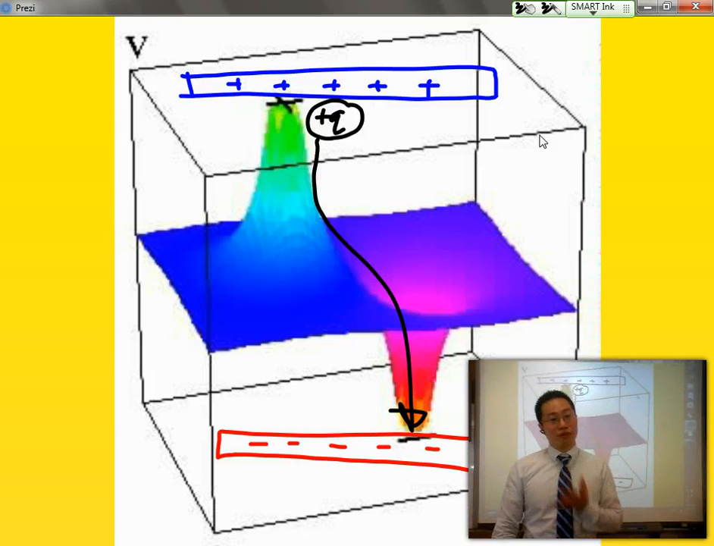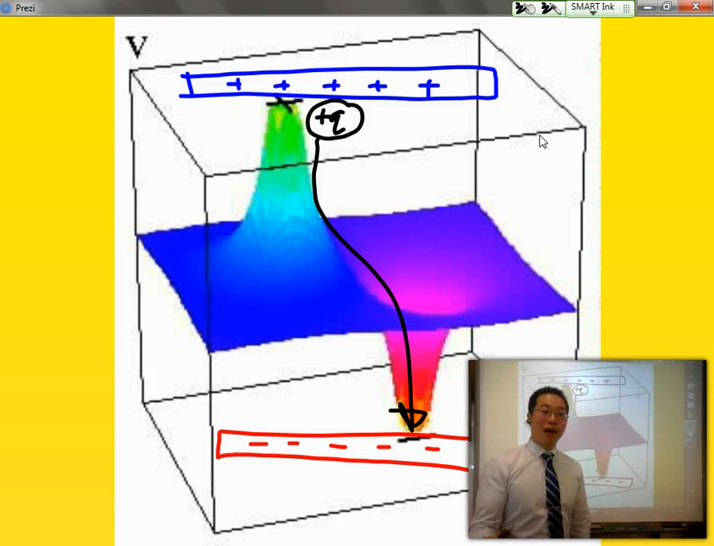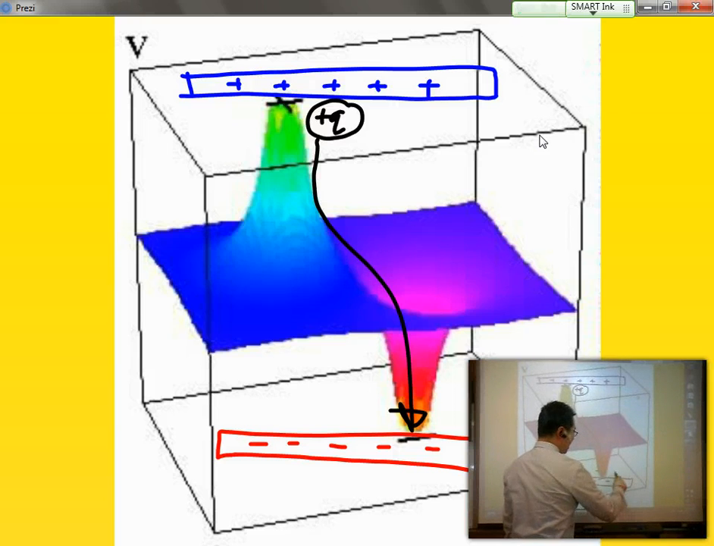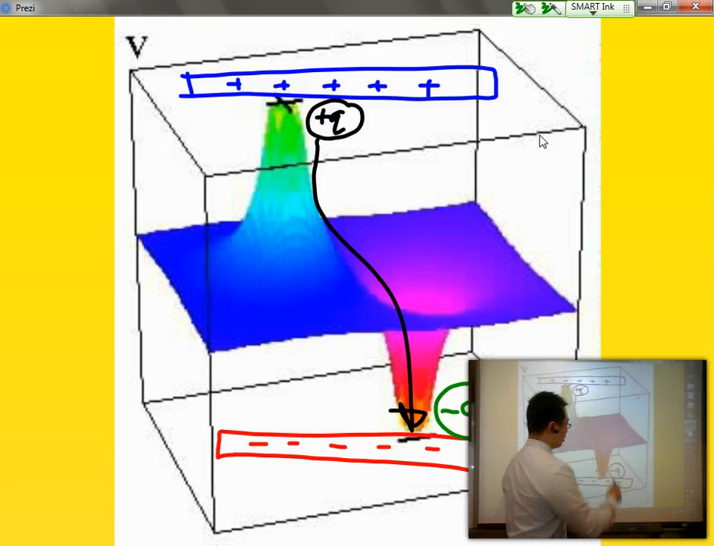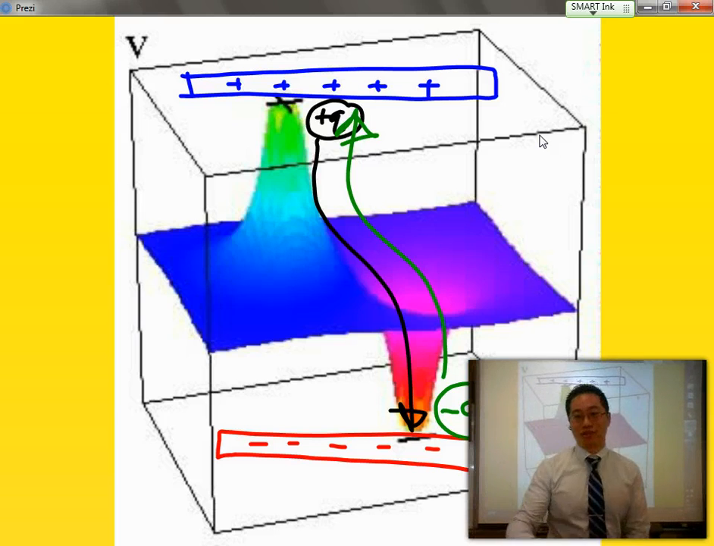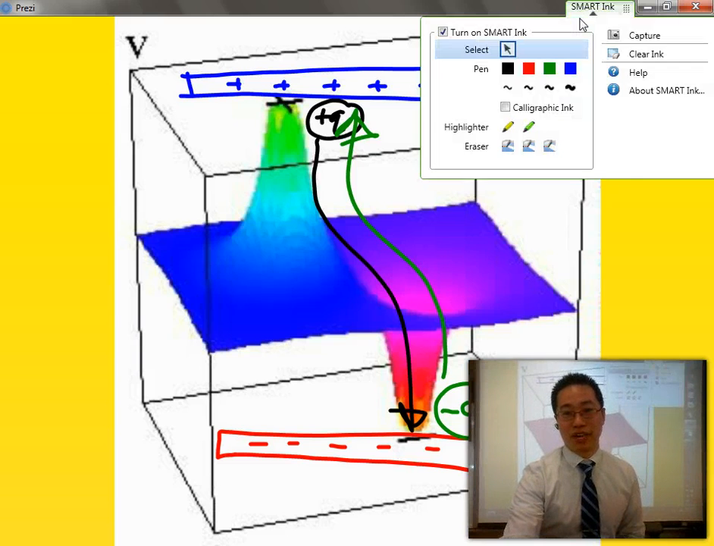Okay? But of course, we have two types of charges. So what's interesting is that while positive charges will fall down the electric potential, negative charges speed up by falling in the opposite direction. Okay? I know it seems a little confusing, but let's go through this a little bit more with a few other diagrams.